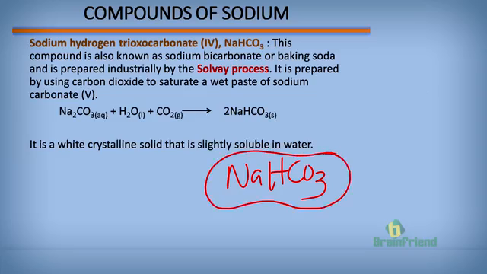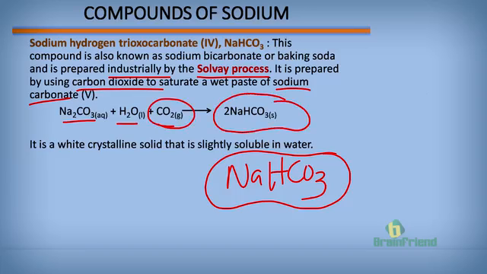And this baking soda is prepared industrially by the Solvay process. It is prepared by using carbon dioxide to saturate a wet paste of sodium carbonate. So we have sodium carbonate here plus water and carbon(IV) oxide to give us sodium hydrogen trioxocarbonate(IV). Now, this sodium hydrogen trioxocarbonate is a white crystalline solid that is slightly soluble in water.